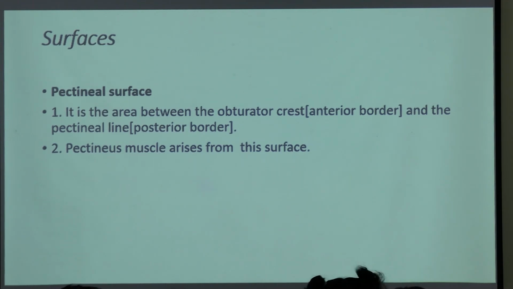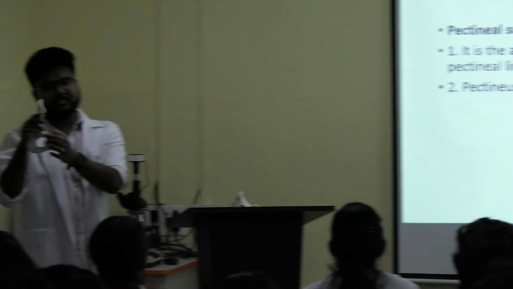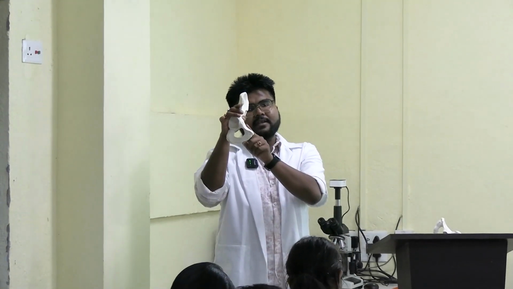This is the pectineal surface or posterior surface. Okay, this is present in between the pectineal line and obturator crest. Obturator crest means anterior border and pectineal line means posterior border. So in between, this surface is present, here pectineus muscle is attached.